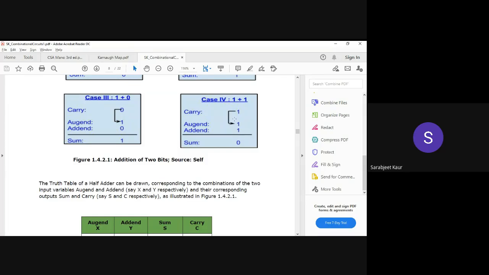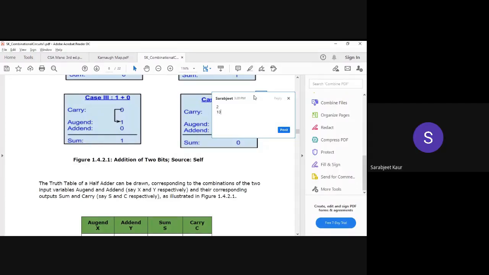Now, please see, I have both the augend and the addend as ones. So 1 plus 1 is what? It gives me a 2. Yes, it should give me a 2, right? 1 plus 1 gives me a 2 in the decimal number system, right? So this is okay, but how do I write it in binary?